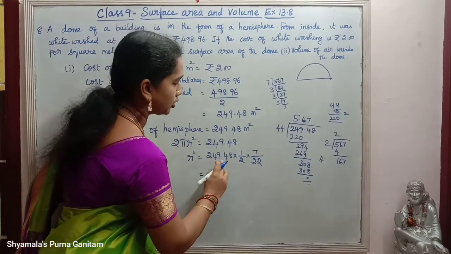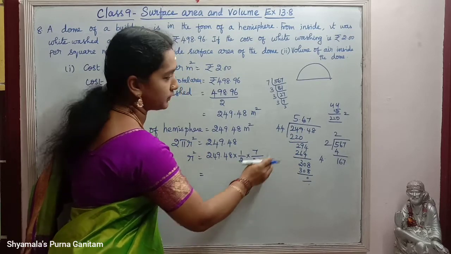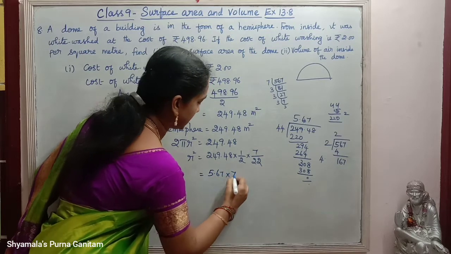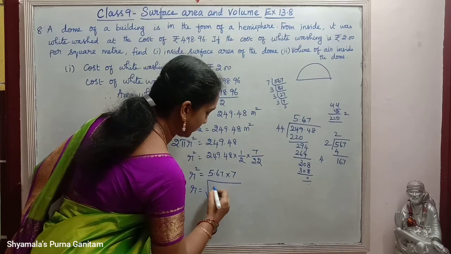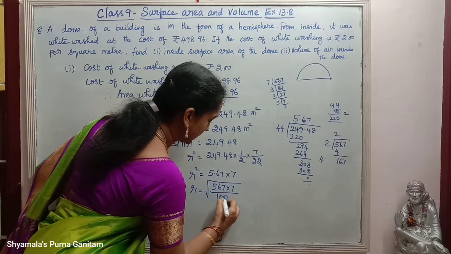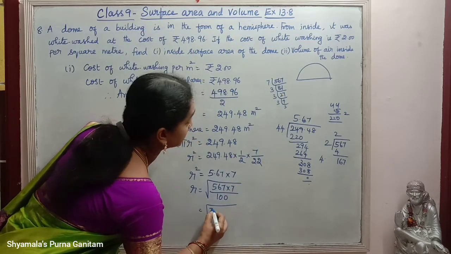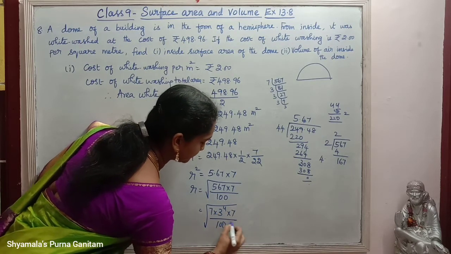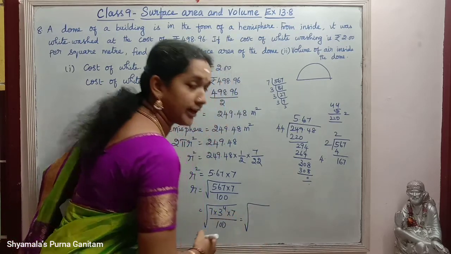So this is equal to 249.48 divided by 44, since 2 into 22 is 44. When we divide this, we will get 5.67, into this 7 is there. So r squared is this. So r is equal to root of 567 into 7 by 100. When we find the factors of 567, we can write it as 7 into 3 power 4, into 7 by 100. So this is equal to root of 7 squared into 3 power 4.